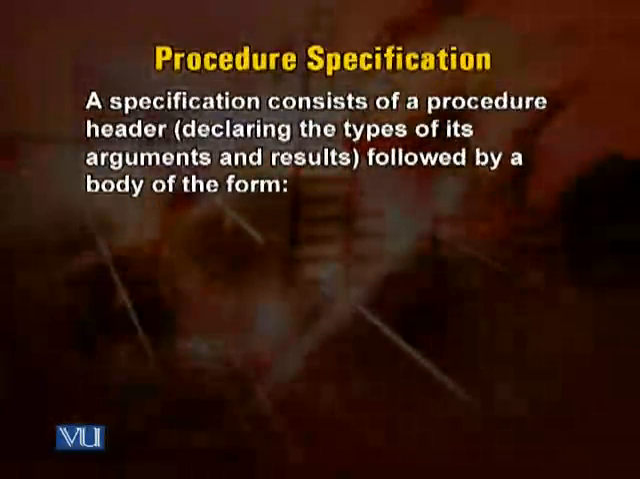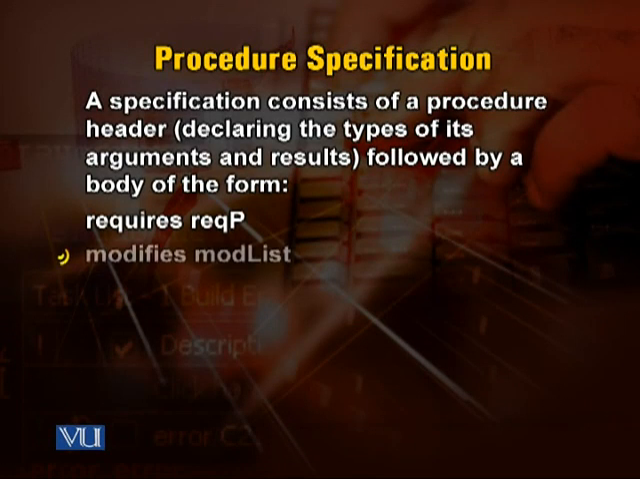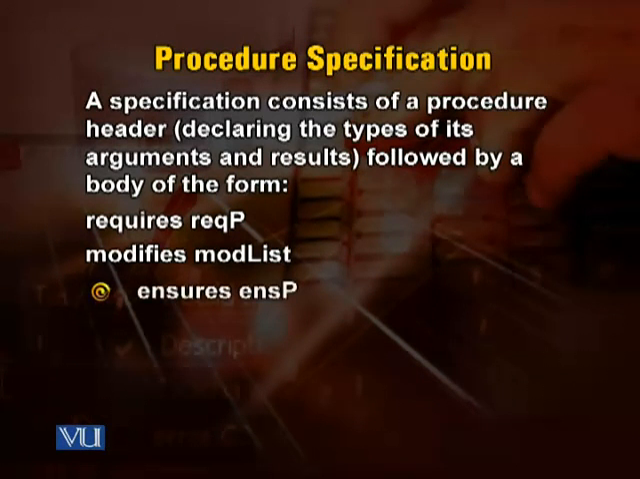So for every basic type and every abstract type that you define, the corresponding mapping has to be provided in order to make that connection and provide that link, so that you can use those specifications that have been written earlier on. A specification consists of a procedure header declaring the types of its arguments and results, followed by a body of the form: requires, modifies, modify list, ensures, ensure property, and so on and so forth.